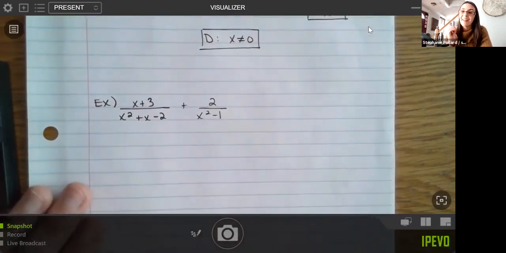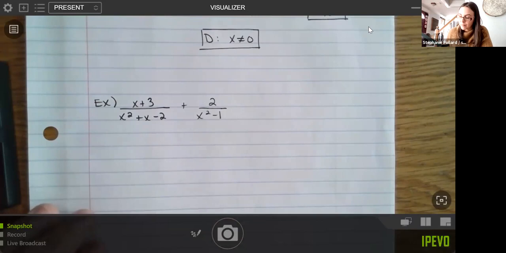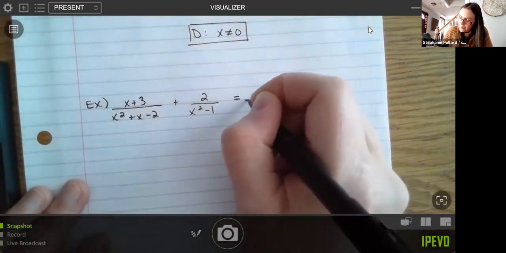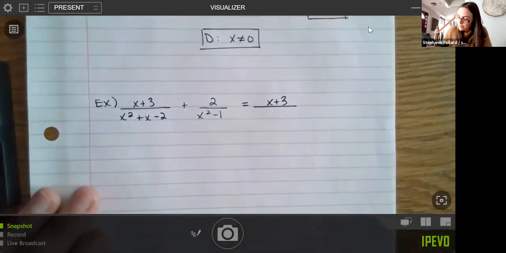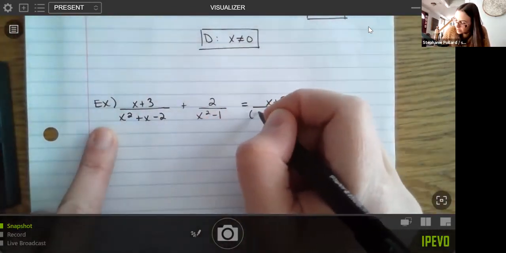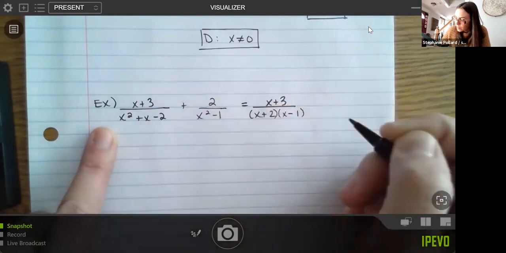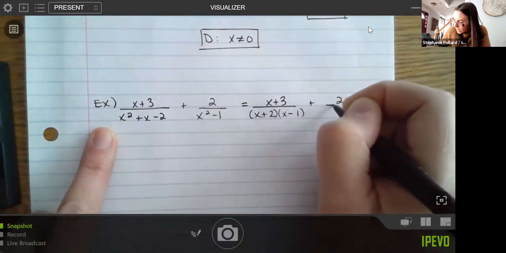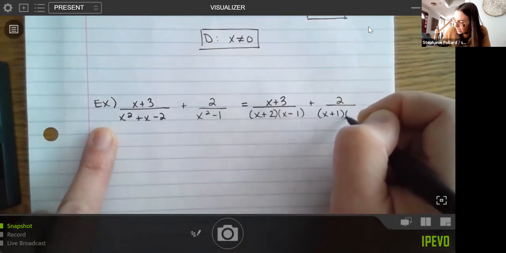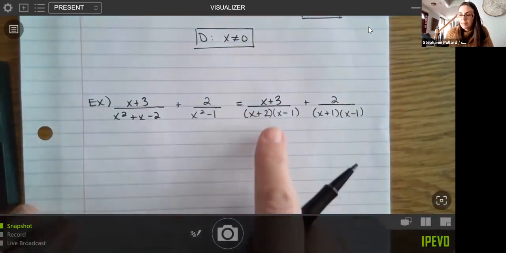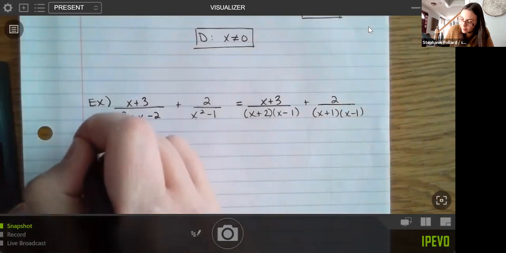So you do want to start by factoring. Always factor those denominators. Again, if you get stuck on rationals, just try factoring and that may jump you in the right direction. So I'm going to rewrite this as having factors first. You don't really have to factor your numerators here. It's just the denominators. So this one is going to factor into x plus 2, x minus 1. And then this one's going to factor into x plus 1, x minus 1. So now I can see my factors much more clearly, and now I can write my LCD.